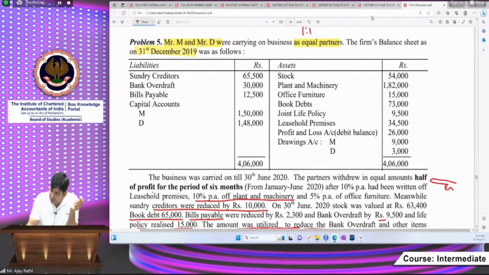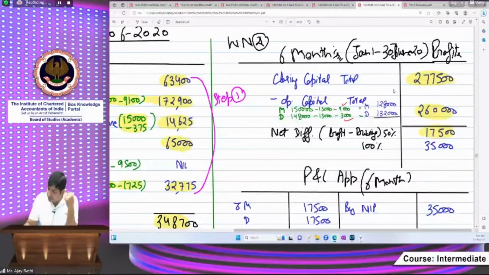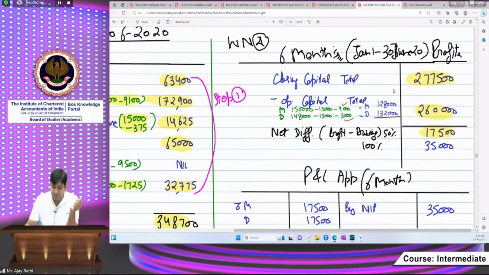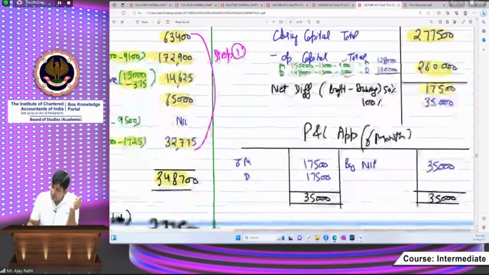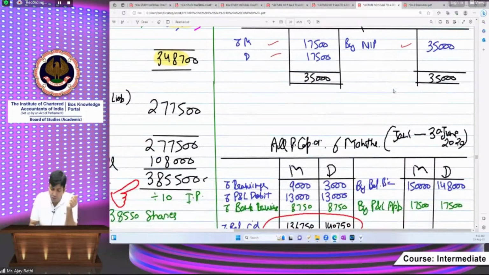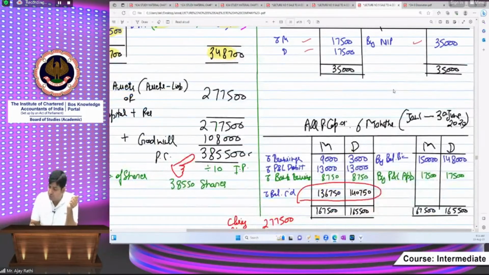The profit amount which has been retained is 17,500, that is 50% of the total profit. It means the total profit is 35,000. So we can also prepare the P&L appropriation to find out the individual distribution. We shall also prepare the partners capital account to find out the individual balances so that we can do the proper accounting there.